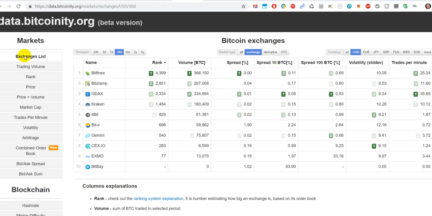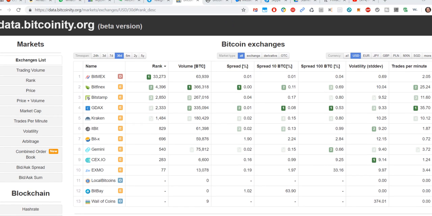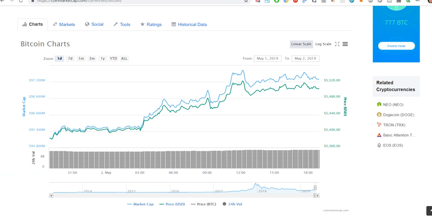Let's start with the exchanges list. Here we have only 10. Even when we select all exchanges and derivatives, we have only 13. When we check the Bitcoin volume on CMC, of course there are many more.